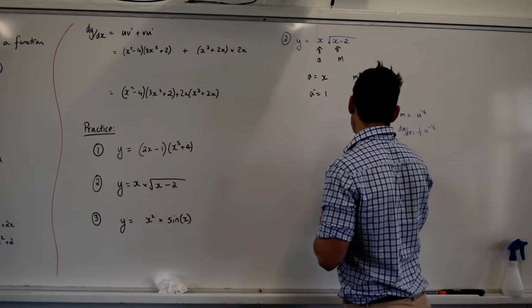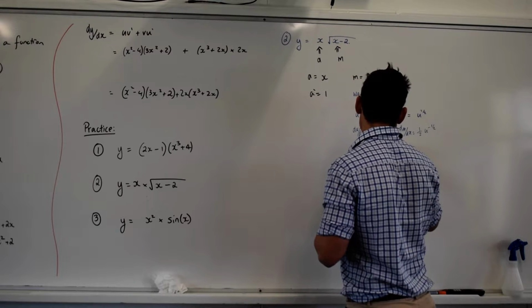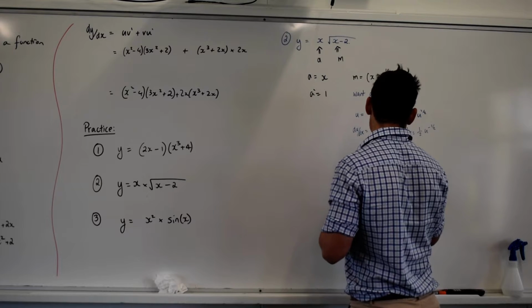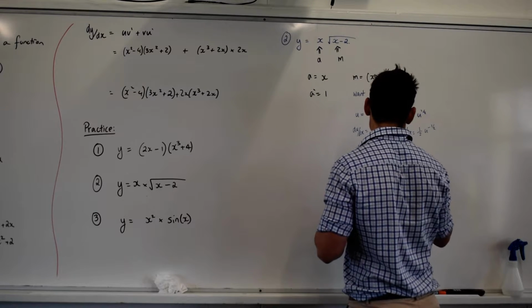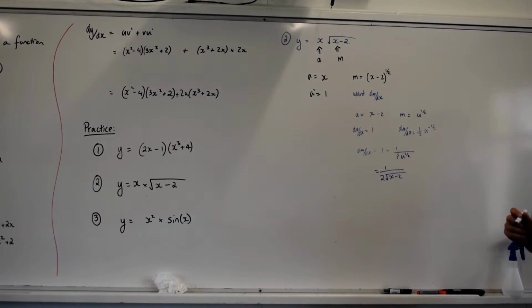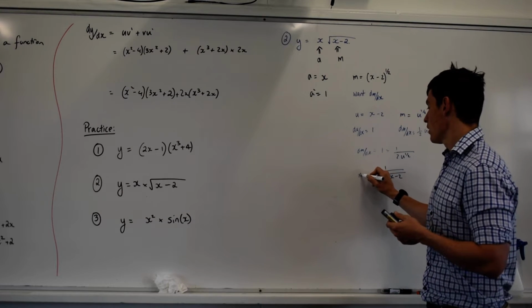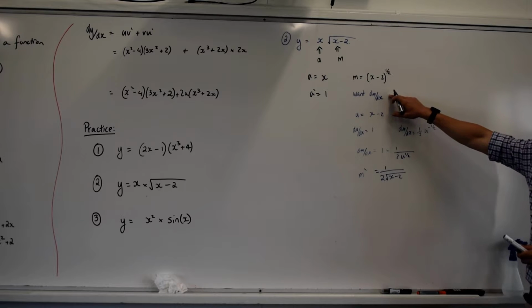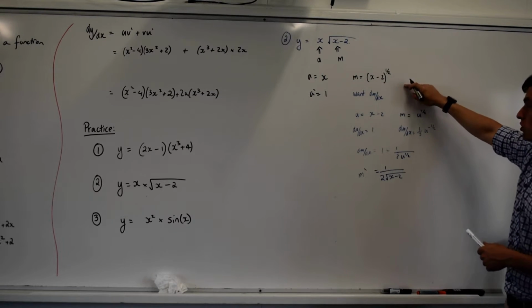dm dx equals 1 times 1 on 2 u to the power of a half, which equals 1 on 2 root x minus 2. That is my m dash, dm dx. Why did you change it to u? Because I needed to use the chain rule to find out what that was. Normally I'd just write m dash there and be happy, right? But because that was too complex, I had to use the chain rule in blue.